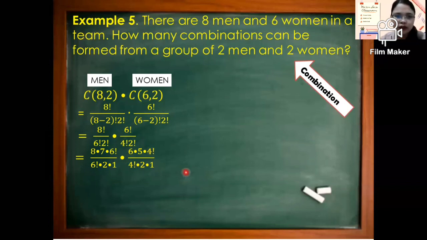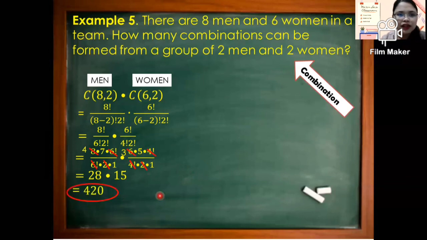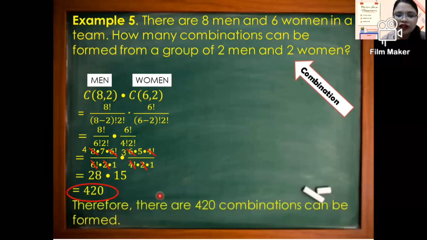Then now cancel the common. Cancel ang 6 factorial and 6 factorial. Cancel din yung 2 and 8. 8 divided by 2 is 4. 4 times 7 is 28. Pwede na din tayo mag-cancel sa kabila, 4 factorial and 4 factorial. And we also have 2 and 6. 6 divided by 2 is 3. 3 times 5 is 15. So that is now 28 times 15. 28 times 15 is 420. Okay? So therefore, we can say that there are 420 combinations that can be formed.